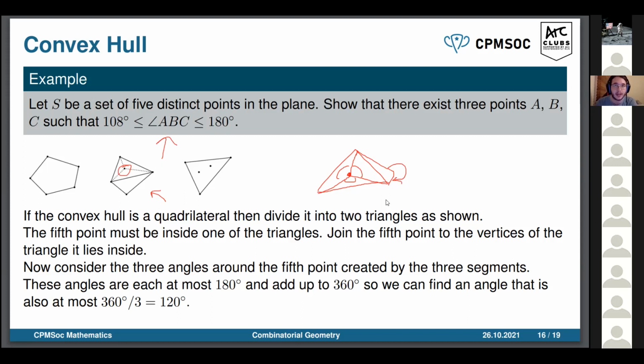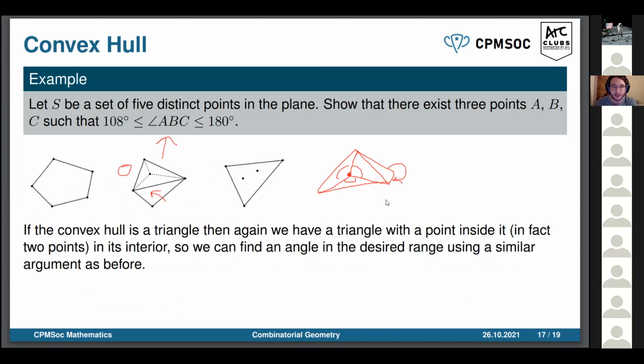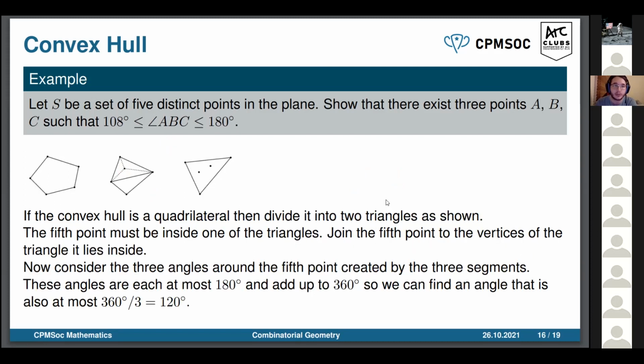Now, there is one extra case that isn't mentioned on the slides, which is if we were to have our quadrilateral like this, and it just so happened that the point we defined was right here, then we do have a slight issue because it's no longer in the interior of any of our triangles. Good thing about this case, of course, is that we have exactly the same argument around the midpoint here, except now we have 4 angles, right?